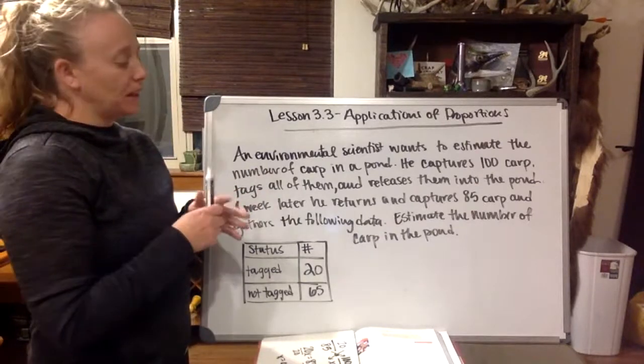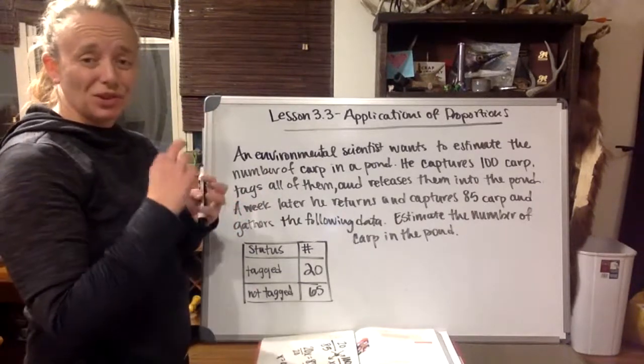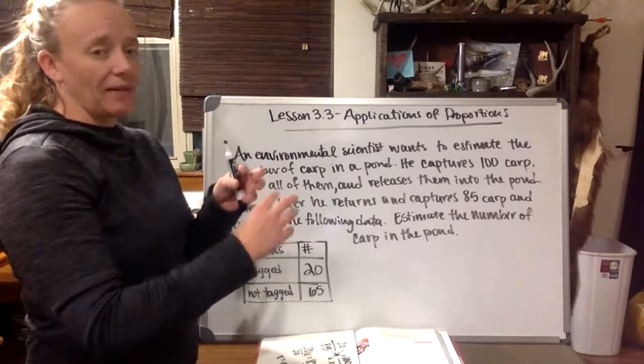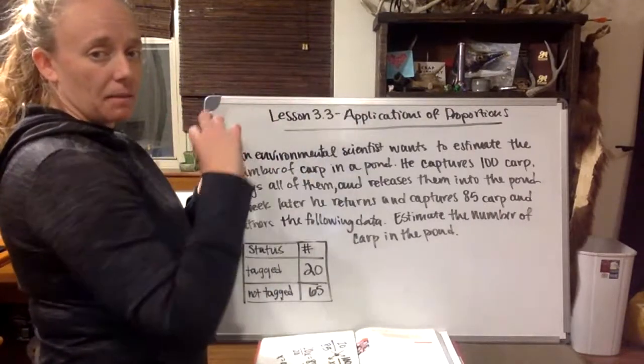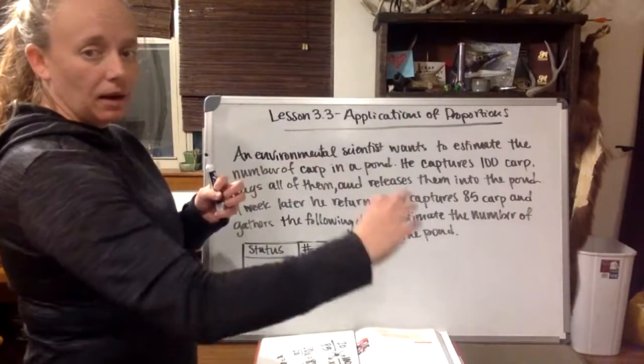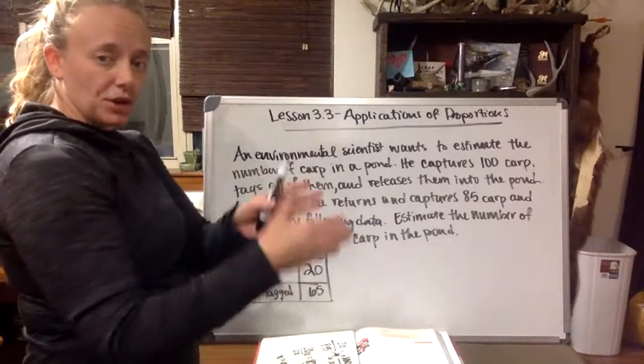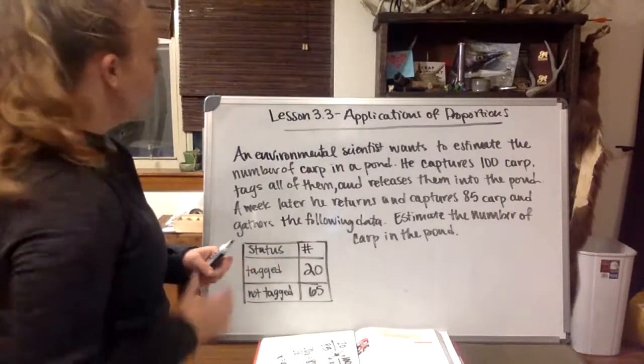Things that you're going to be paying attention to is making sure you're setting up your proportion correctly. When you set up your proportion, you want to have the same thing being compared horizontally in the numerator and denominator, and the same ratios being compared vertically.